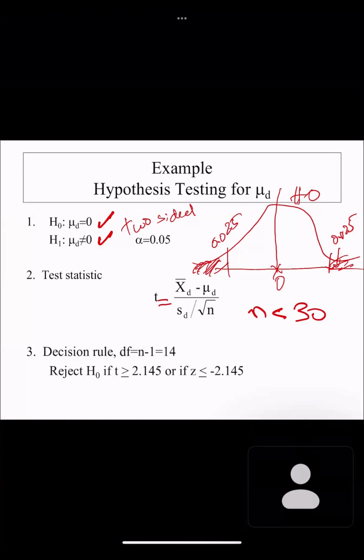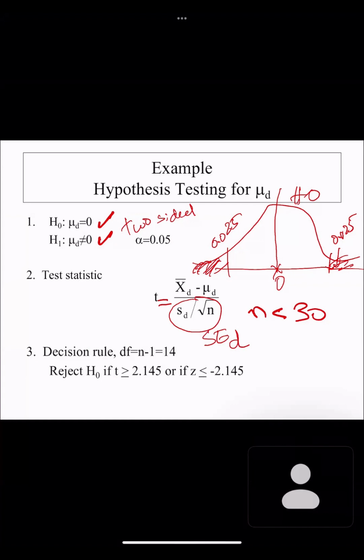So we have n less than 30. So the test statistic is the mean of the difference in the sample minus the mean of the difference under H0, which is 0, over the standard error of the difference. This is called the standard error of D.